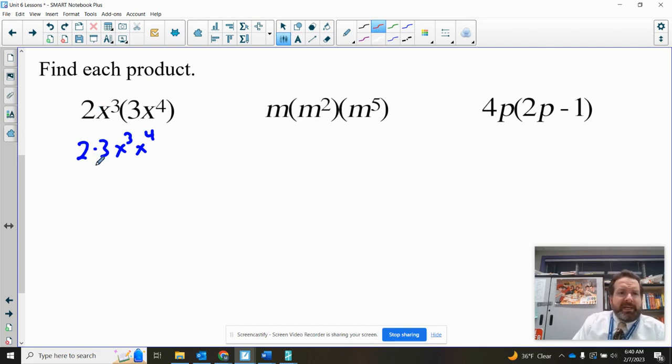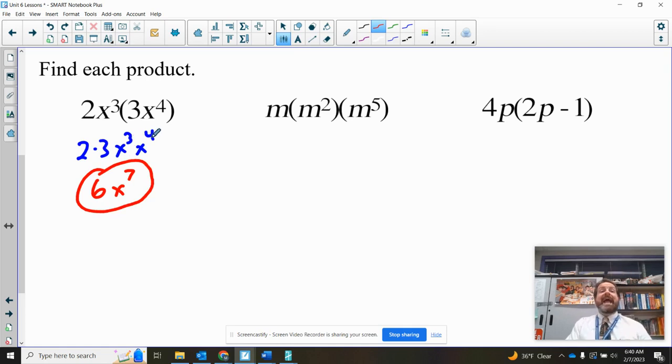So all I've done here in blue is just rearrange the terms a little bit. Now, let's multiply 2 times 3. And x to the third, that's x times x times x. X to the fourth means there's 4 more x's multiplied in. X times x times x times x. So 7 of them all together. Those exponents getting multiplied, or the exponents being added as we multiply the x's together.